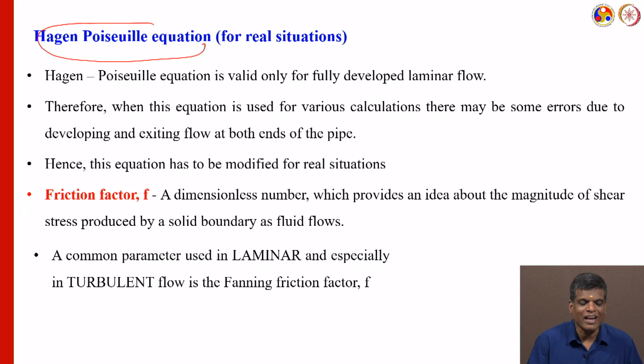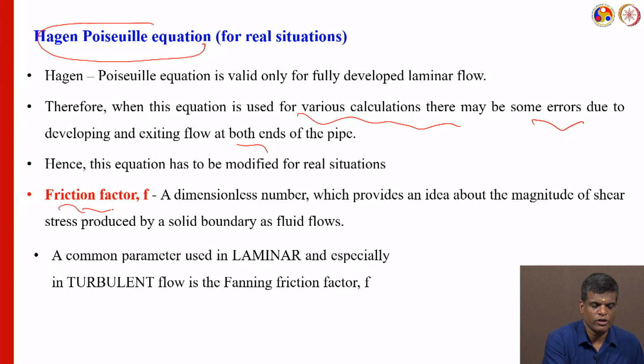But sometimes it will give error also, because in some calculations there may be error due to developing or exiting flow at both ends of pipes. So definitely, based on the real situation, we have to modify the laminar flow Hagen-Poiseuille equation. So what is the friction factor here?